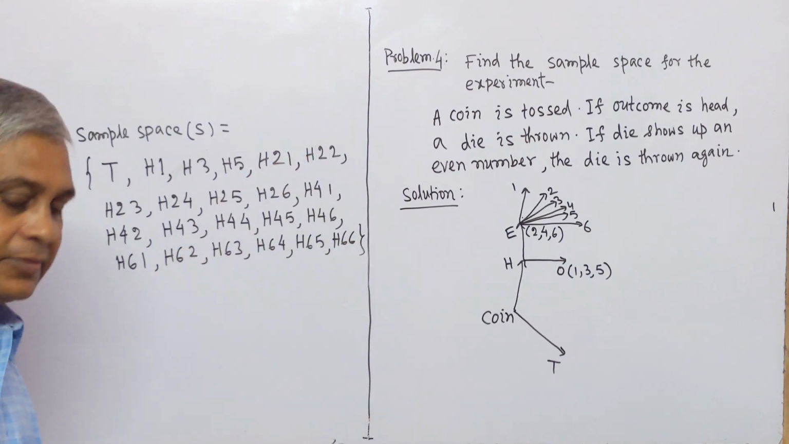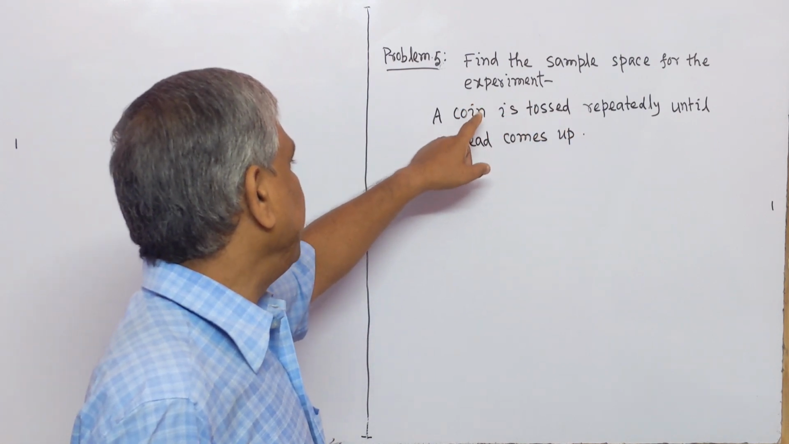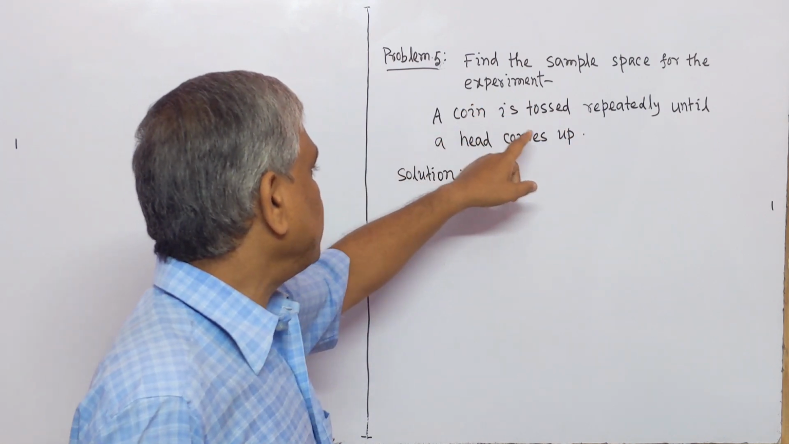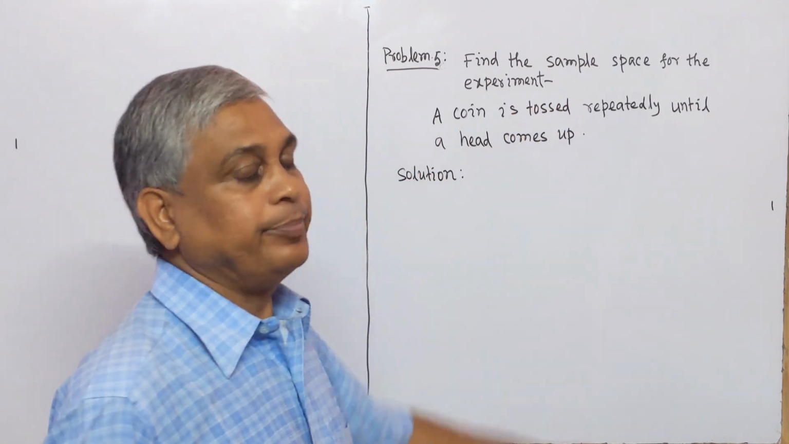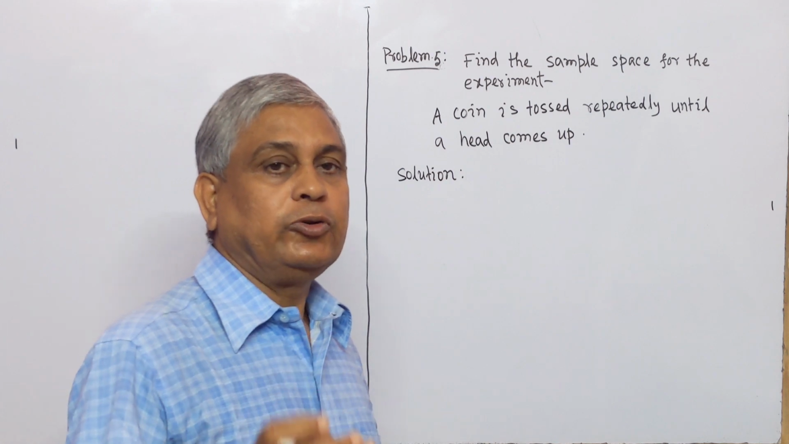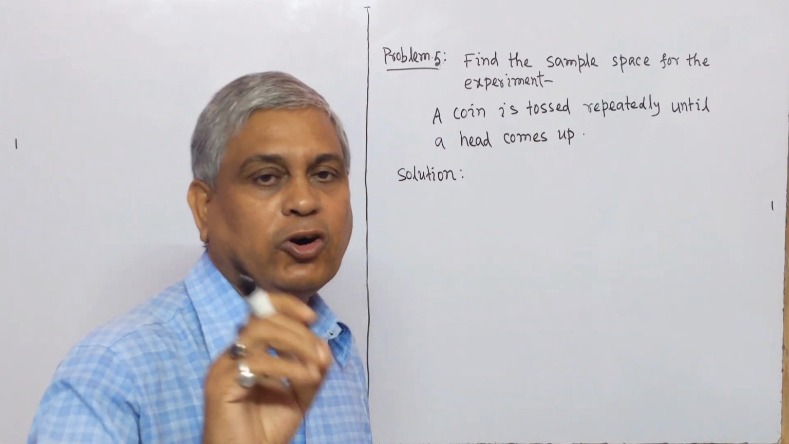Find the sample space for the experiment. A coin is tossed repeatedly until a head comes up. If we toss a coin, we may get the outcome head or tail.